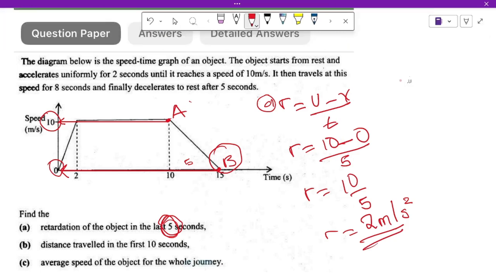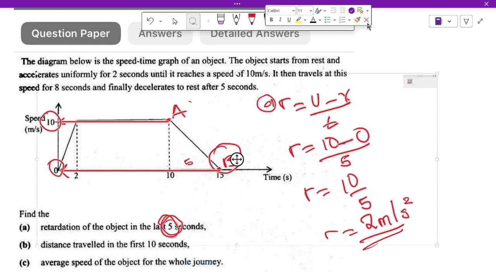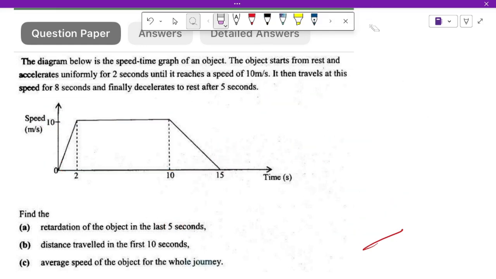Okay. Now go to the next question. Let's clear up. Okay, what is the next question saying? So question B says, find the distance traveled in the first 10 seconds.